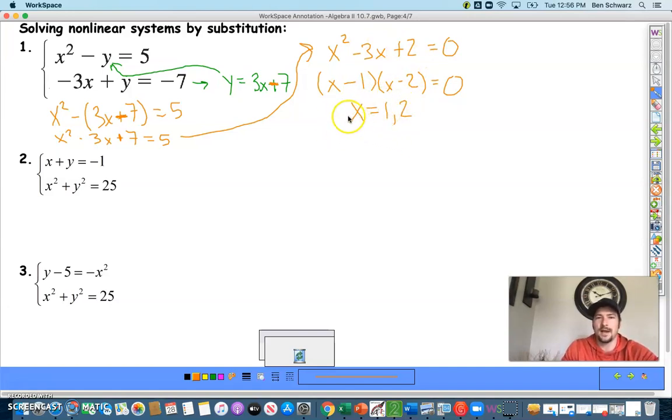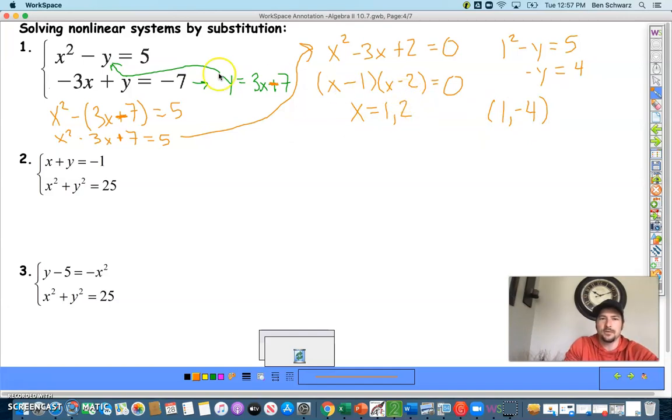So I've got to figure out the y's that match up with it. So I can plug in 1 here. And so that would give me 1 squared minus y equals 5. So negative y would equal 4. So y would equal negative 4 with the 1. So 1, negative 4 is a solution.